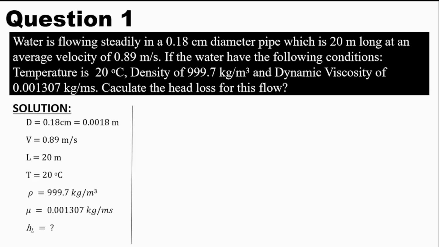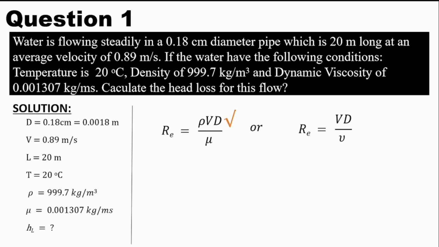So the first step is to find the Reynolds number. We can use either this equation or this equation. Looking at my given data, we cannot use this equation for Reynolds number because we are not given the kinematic viscosity. But for this one, we are given the velocity, we are given the diameter, and we are given the dynamic viscosity, mu. So we use this formula to find the Reynolds number.